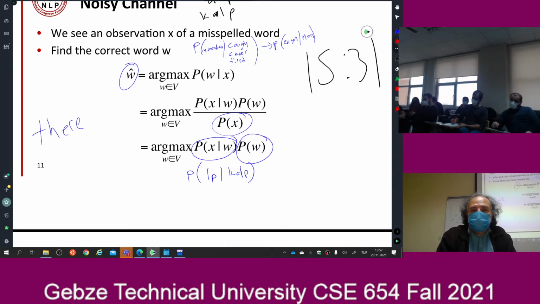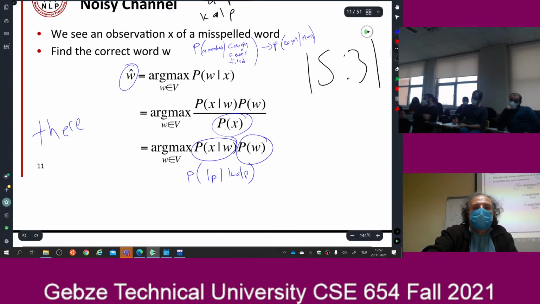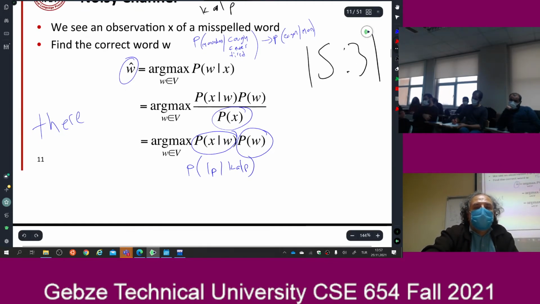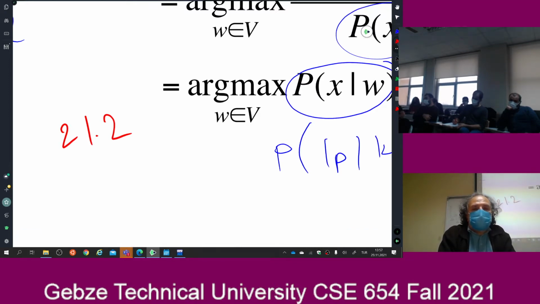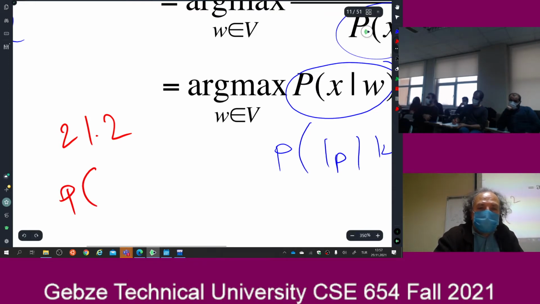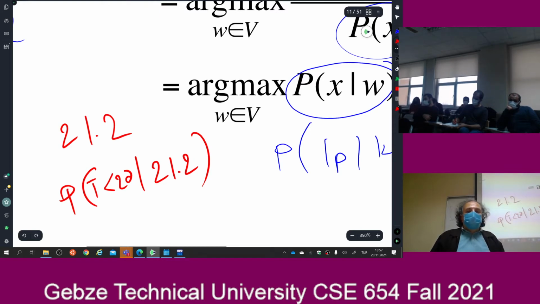So again, this is like causative probability. Just because my thermometer says 21.2 doesn't mean that the temperature outside is 21.2, right? So there are models like this. Given 21.2, what is the probability that the temperature is less than 20? So how am I going to calculate this?